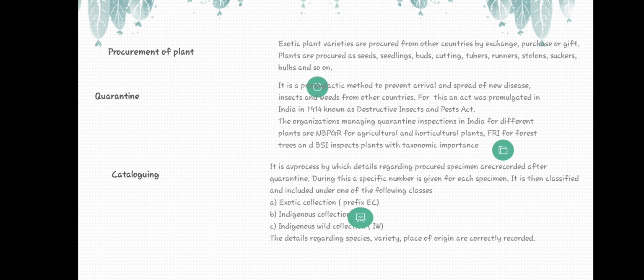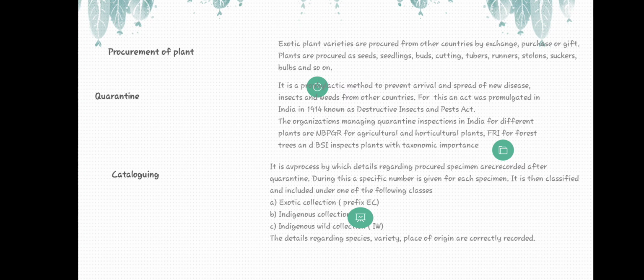Especially for food grains or other plant materials imported for human consumption, the quarantine inspection is done by the Directorate of Plant Protection, Quarantine and Storage, which has its office at Faridabad. So this is about plant quarantine.